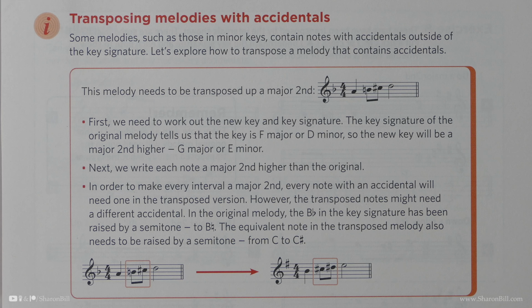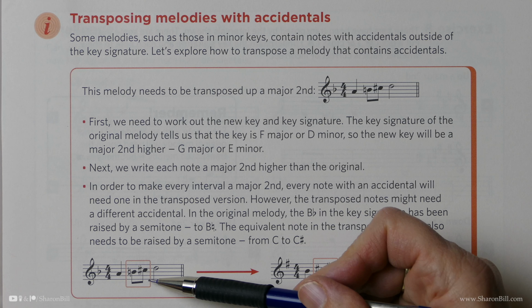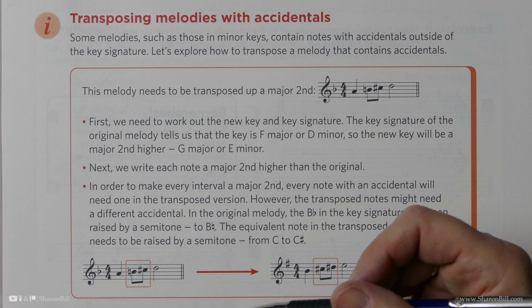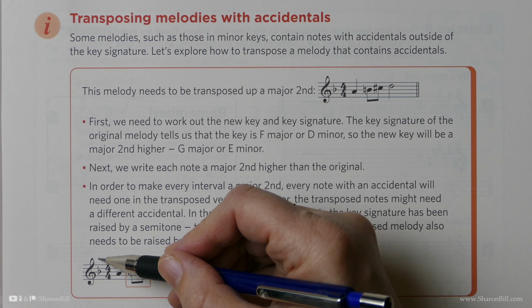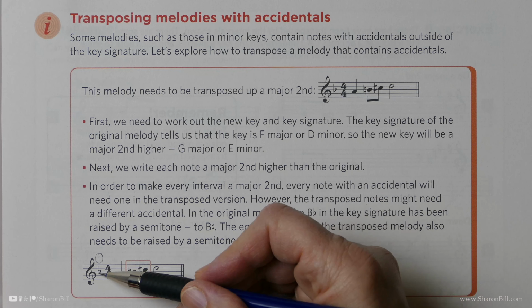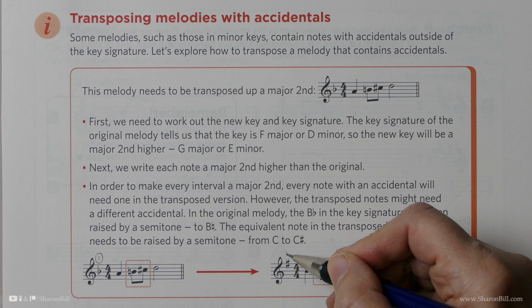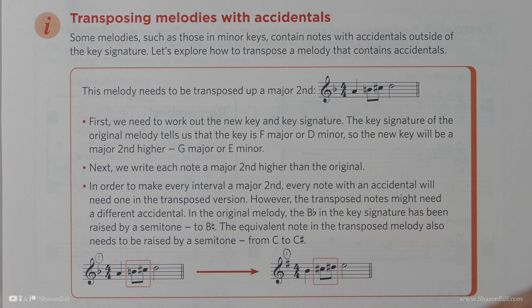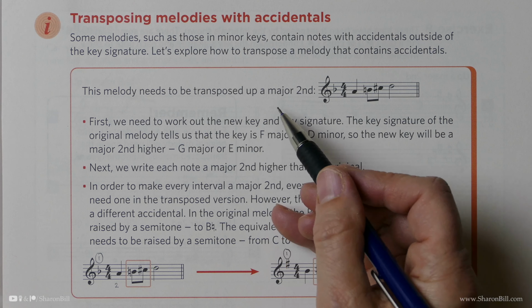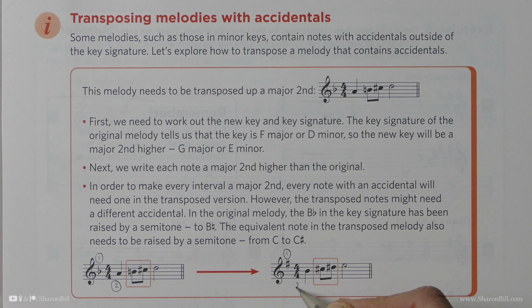And so we have the same steps. So let's say this melody here needs to be transposed up a major second. We have the original steps of, first of all, we transpose the key. So here we've gone from F major up a major second to G major. So that's correct. Then we have to do the note heads, move everything up or down as the case may be. Here we're moving up a major second. So this is the second step.